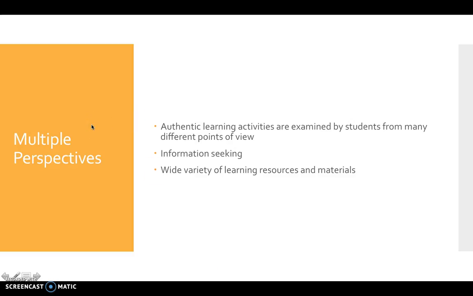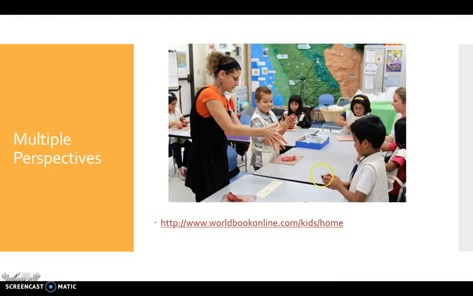Multiple perspectives. Authentic learning activities are examined by students from many different points of view, and there's often information seeking as part of these activities, and a wide variety of learning resources and materials are drawn upon for authentic learning. Now remember, again, if you're a lower elementary grade teacher, there may not be the opportunity to do a lot of information seeking. But here there is an example of students going to a museum, I believe, and doing some clay. Some cultural perspectives may be involved here.